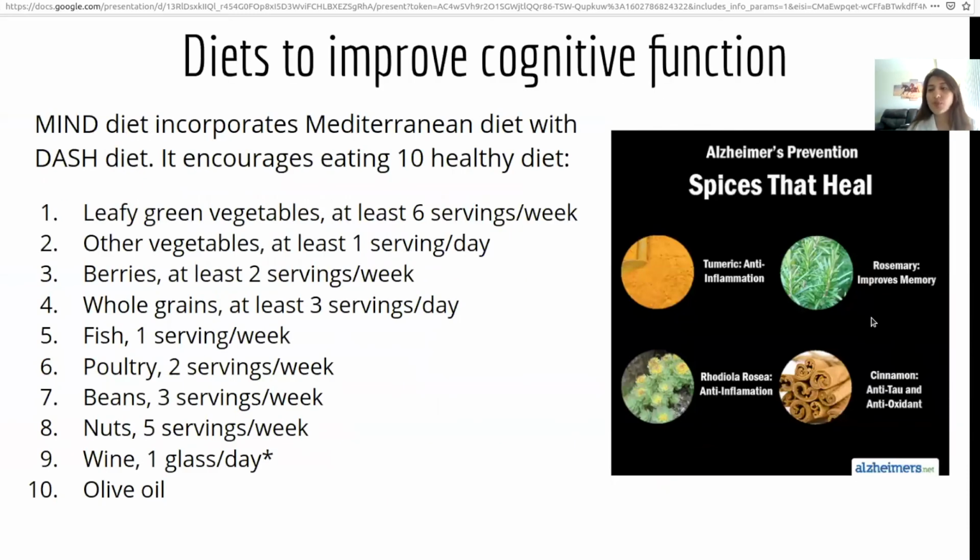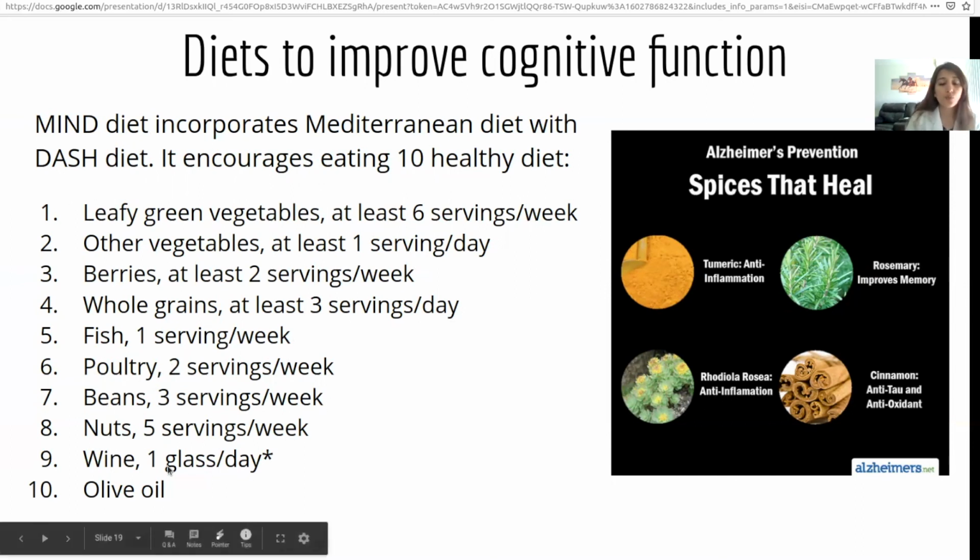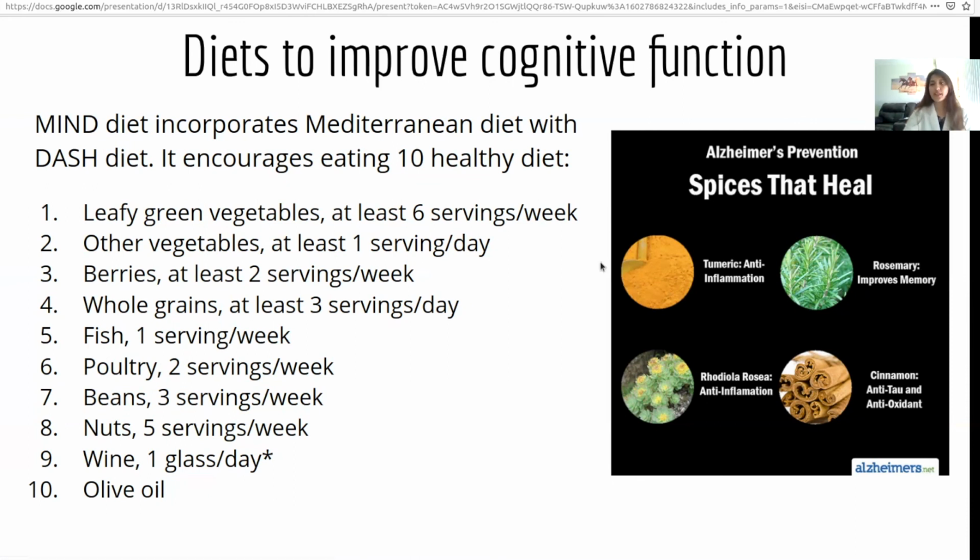So there are certain diets which help to improve the global functioning of the brain. These include the MIND diet. MIND diet consists of Mediterranean diet and DASH diet. As we all know, DASH diet is used for patients with hypertension to control their blood pressure. So these diets include leafy green vegetables, berries, whole grains. Fish is one of the most important factors that improve the brain function. Then there's poultry, beans, nuts, especially walnuts, and wine, olive oil. And there's this spice known as turmeric. It is widely used in South Asian cultures, and it is associated with improved brain function.